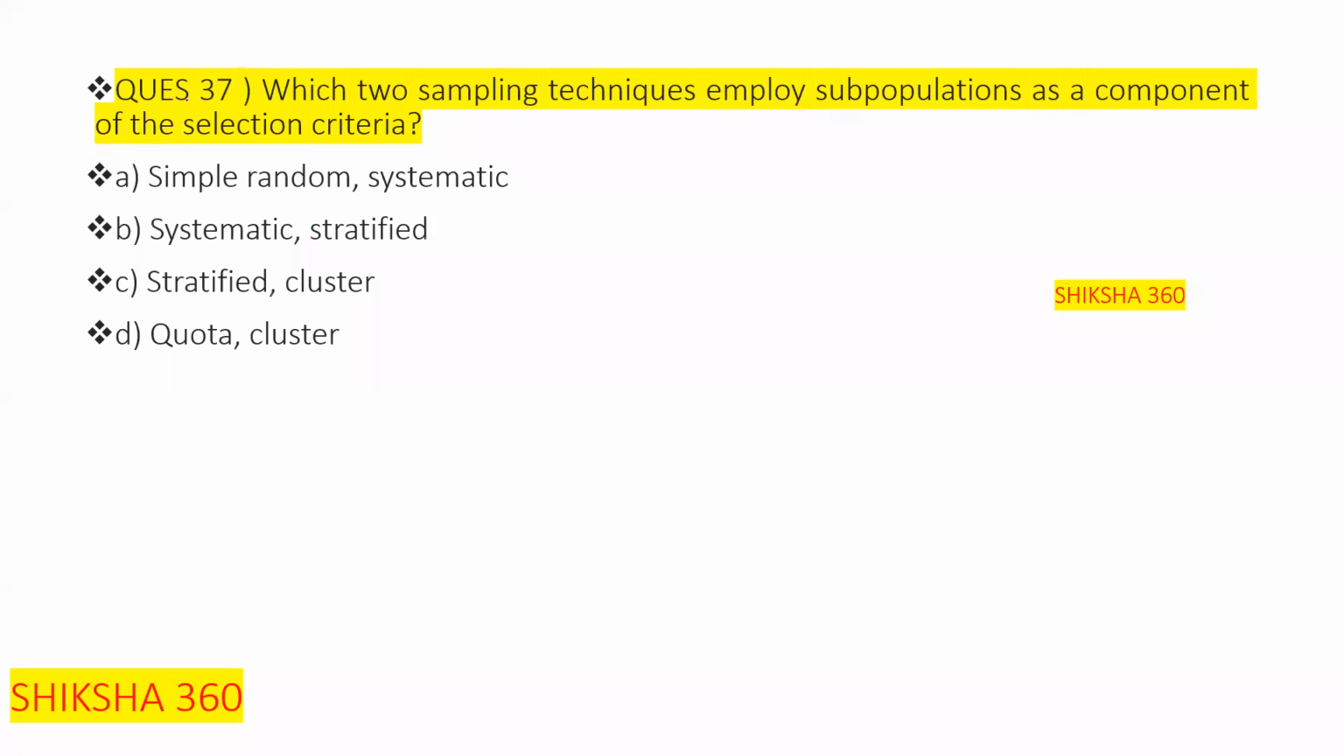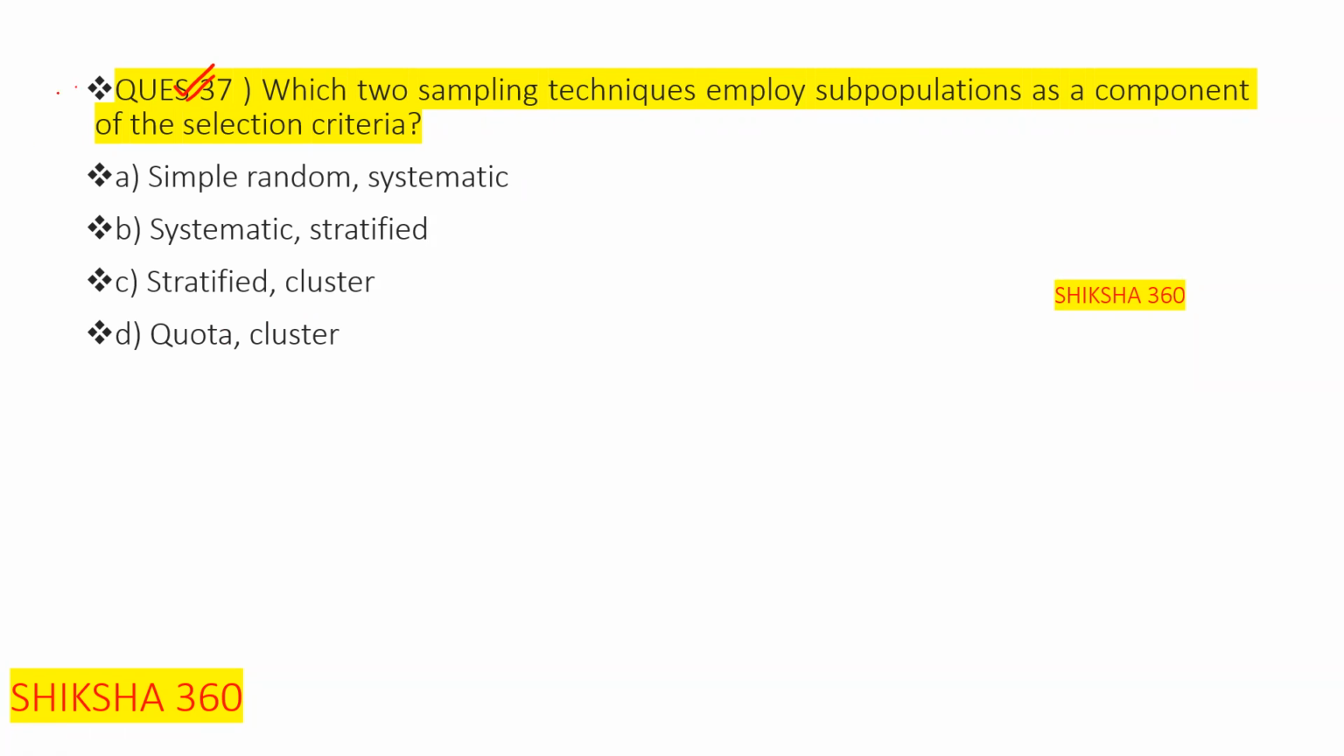Now move to question number 37. Which two sampling techniques employ subpopulations as a component of the selection criteria? Simple random and systematic sampling, systematic and stratified sampling, stratified and cluster sampling, quota and cluster sampling.